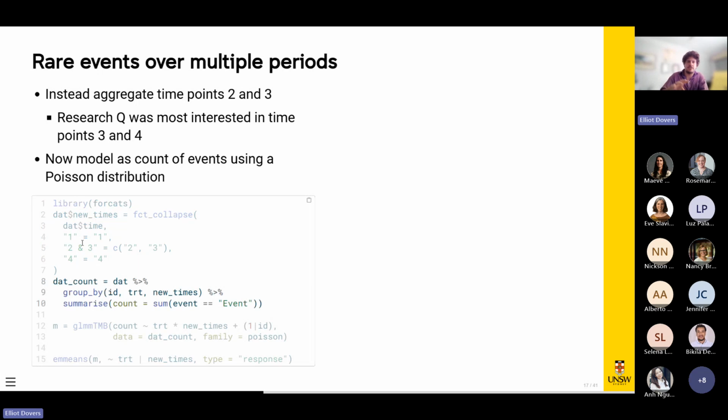And I'm going to then just aggregate up our data into counts. For time points 1 and 4, it will just be a count of 1 where people have had an event or 0 otherwise. But now we're going to count up all of the events for each person that happened in time points 2 and 3.